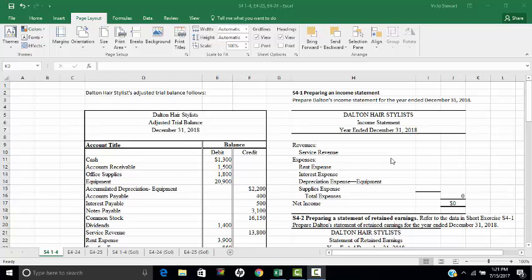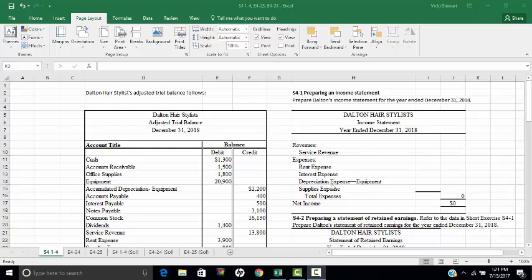This is a demonstration of exercises S41 through S44. The problems give us the adjusted trial balance for Dalton Hairstylists as of December 31st, 2018. The first exercise, S41, states prepare Dalton's income statement for the year ended December 31st, 2018.